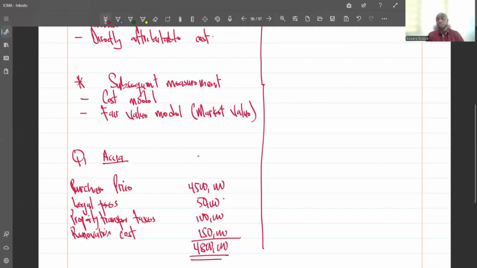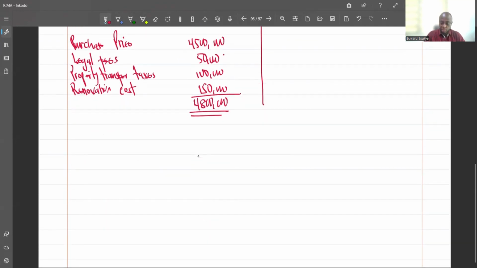It's an investment property, so we are not going to depreciate. We are not going to depreciate. So this is the initial cost of the asset. That is initial recognition, sorry, that's the initial measurement.